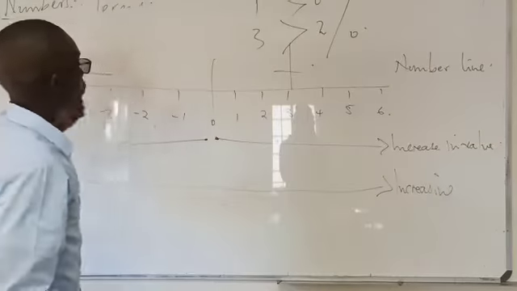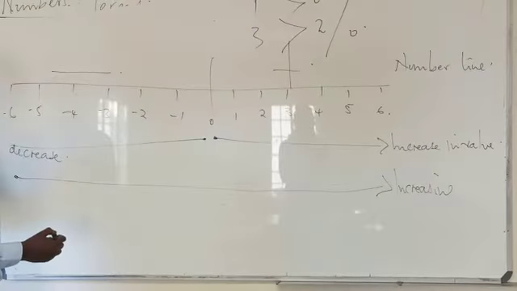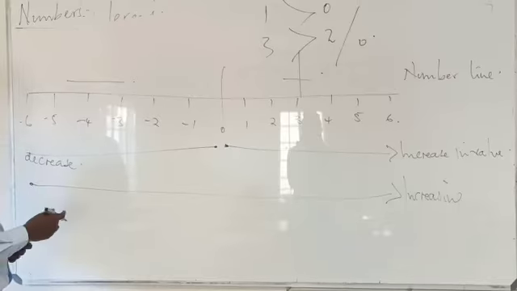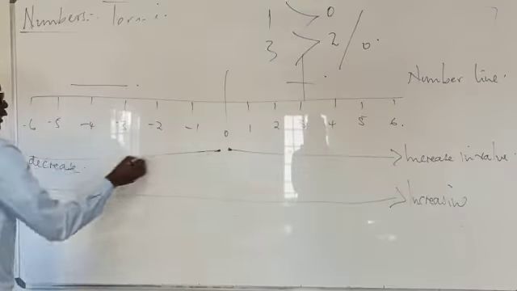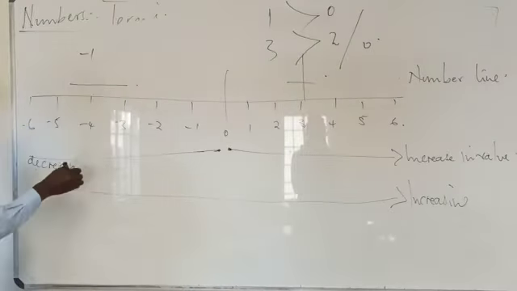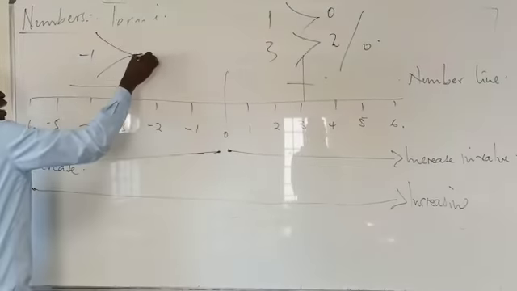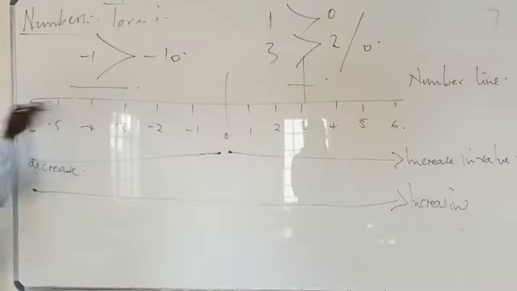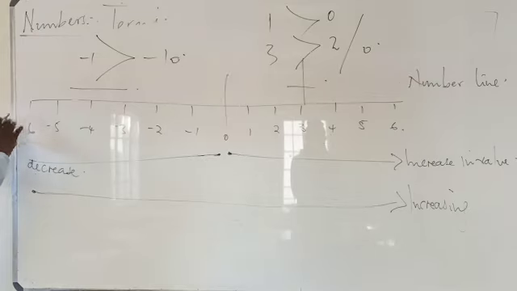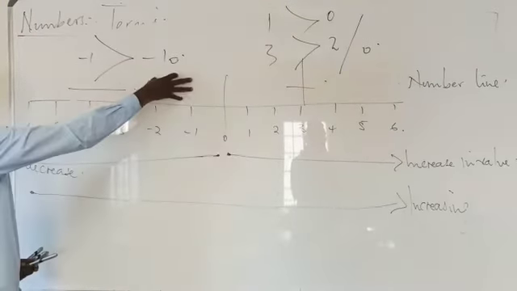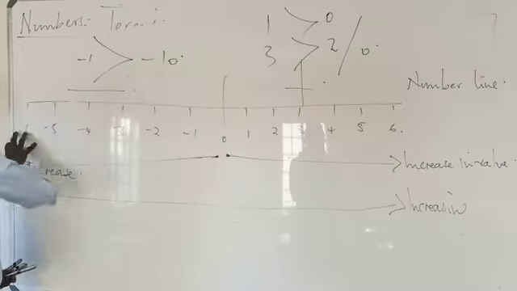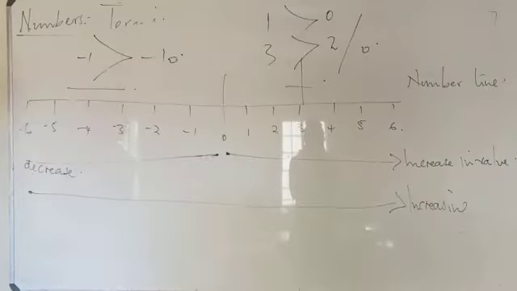Alright. Coming on my other side, on my left hand side now, what do I have? I have said the numbers are decreasing. Meaning to say minus 1 is also greater than minus 10. If I go in this direction, I will find a minus 10. A minus 1 is greater than a minus 10.